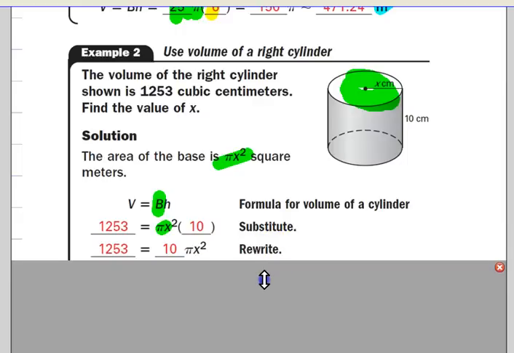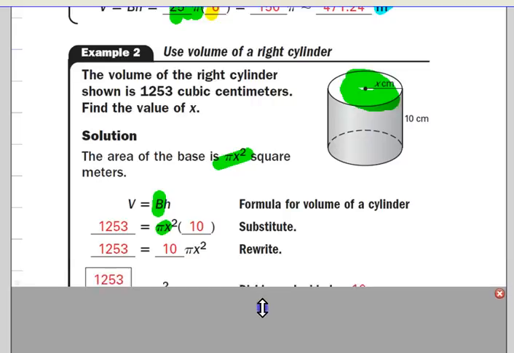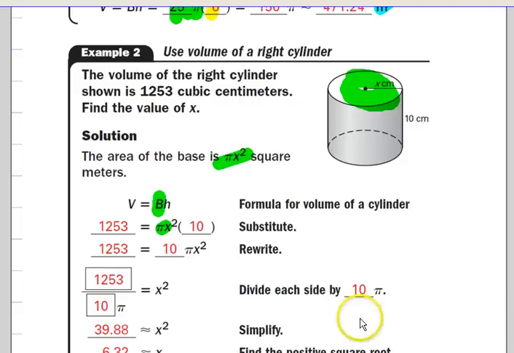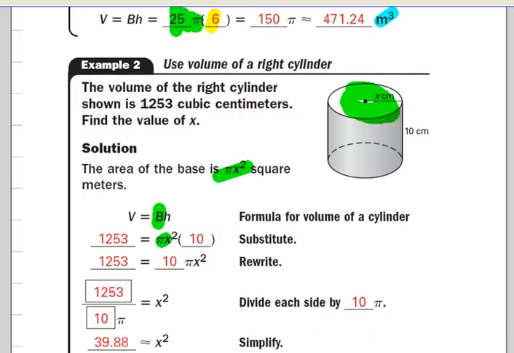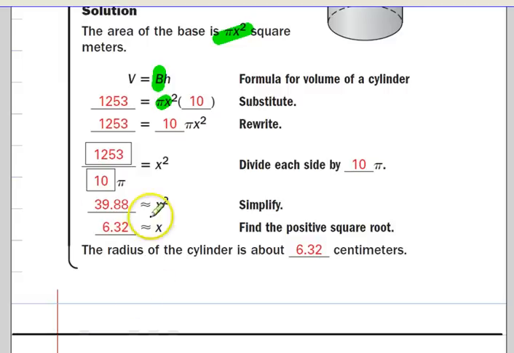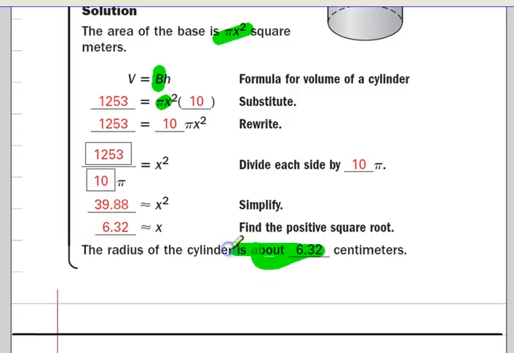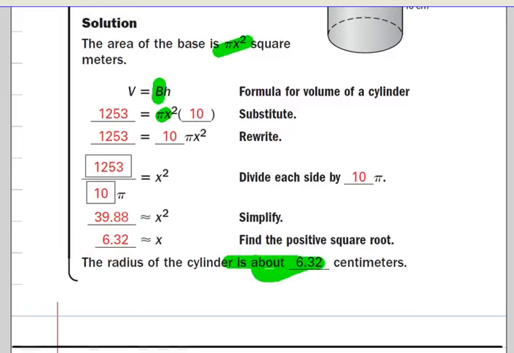So now it becomes algebra. Try and get x by itself. We can divide both sides by 10 pi, and so we get x squared is equal to 1253 over 10 pi, and that's roughly 39.88. And then take the square root, because it's x squared, and we get that the radius is about 6.32 centimeters. Okay? All right, let's go take a look at cones.